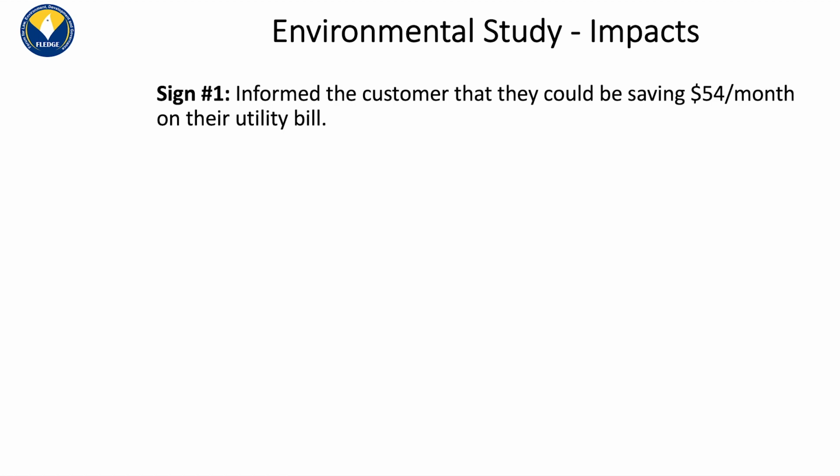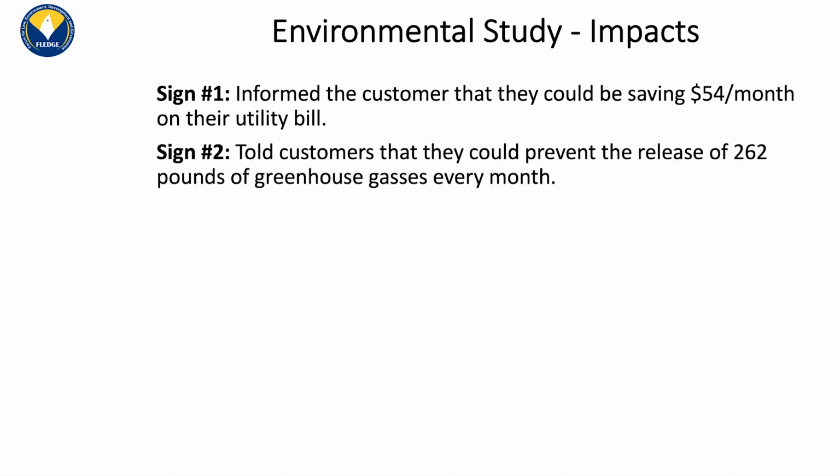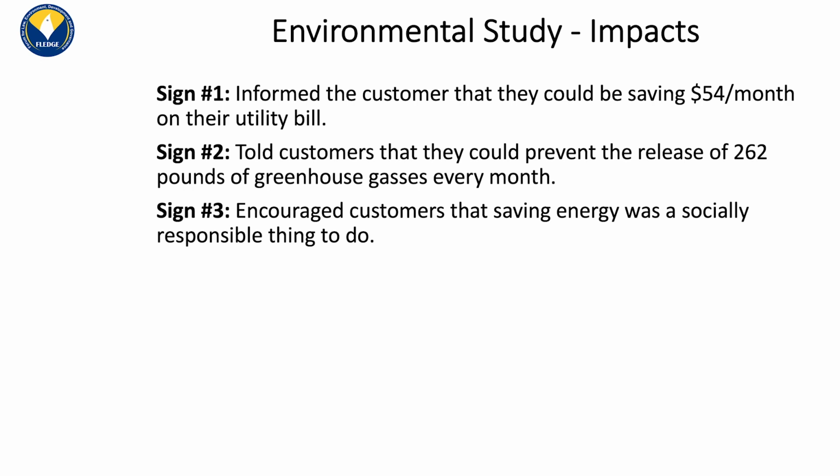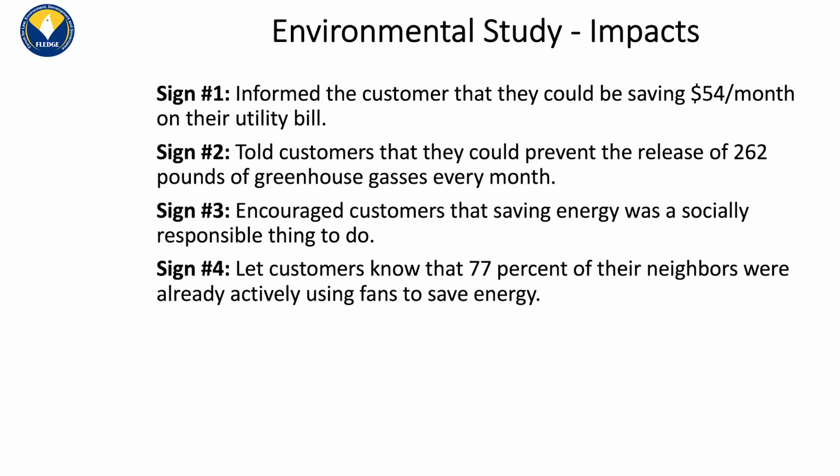So the first message, or the first sign, informed the customers that they could be saving $54 on their utility bill. A very common, economically powerful message, essentially for those who look at the economics of interventions. Then, to another set of people, the second message told the customers that they could prevent the release of pounds of greenhouse gases every month if they changed to an alternate way of managing energy. They also encouraged customers that saving energy was a socially responsible thing to do. And lastly, they let customers know that 77% of their neighborhood already actively are using fans to save energy. So there are 4 of these messages that were given to the customers.